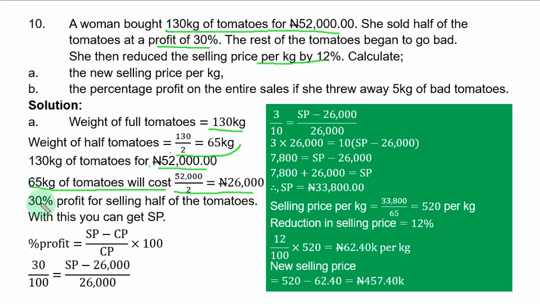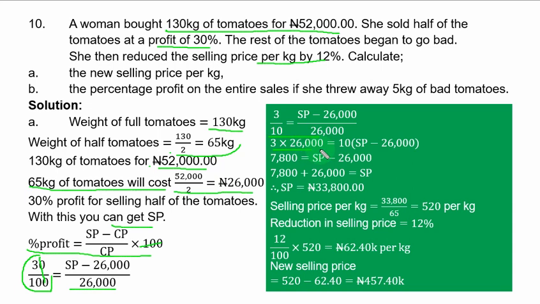30% profit for selling half of the tomatoes. So with this you can get the selling price. Percentage profit is equal to selling price minus cost price over cost price times 100. The profit in percent is 30. If you convert from percent, you have 30 over 100. This conversion has removed working with this 100. You have selling price minus cost price over cost price. If you reduce this by 10, you have 3 over 10 equal to the right hand side.